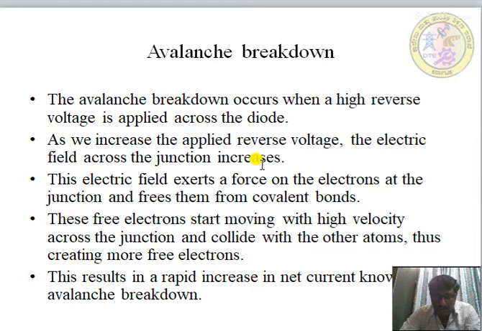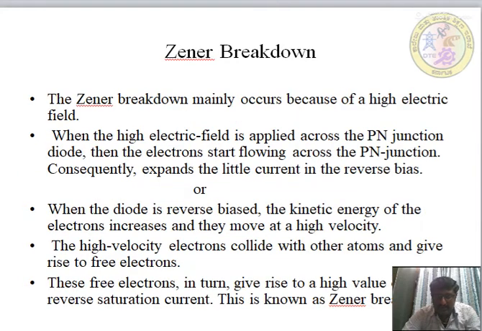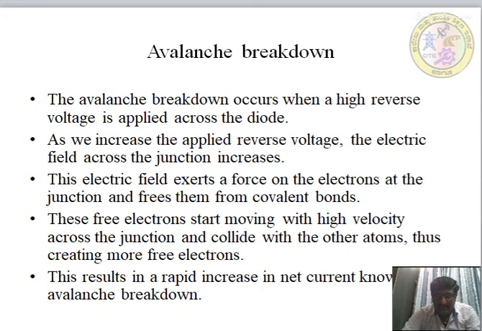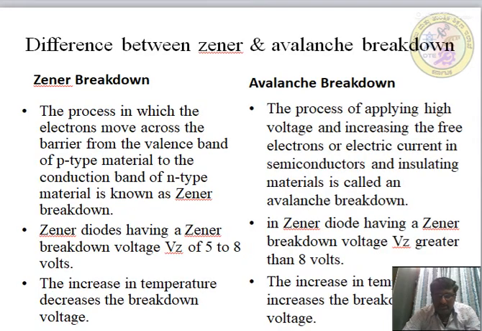So as we increase the voltage, the covalent bonds will break and electrons become free. These free electrons move with high velocity across the junction and collide with other atoms, thus creating more free electrons. This results in a rapid increase in net current, known as avalanche breakdown. So one is the Zener breakdown, and another one is the avalanche breakdown. Now we'll go for the difference between Zener and avalanche breakdown.